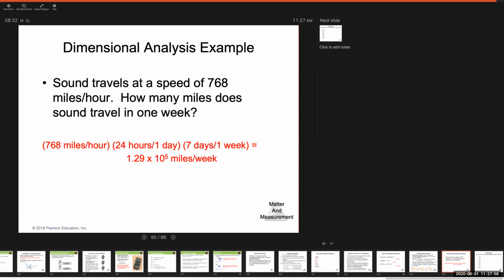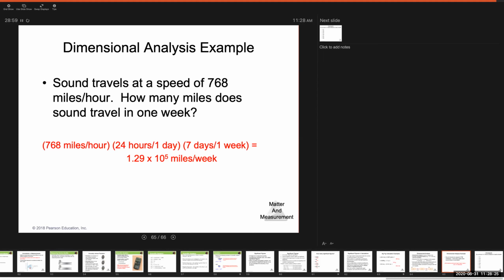So most of these we should know. We know there are 24 hours in a day. So we see the hour in the 768 miles per hour, in this case with the hours in the numerator and day in the denominator, the hours will cancel and we'll be in days. Then we know there are 7 days per week. Once again, the days cancel out and we're left with week.